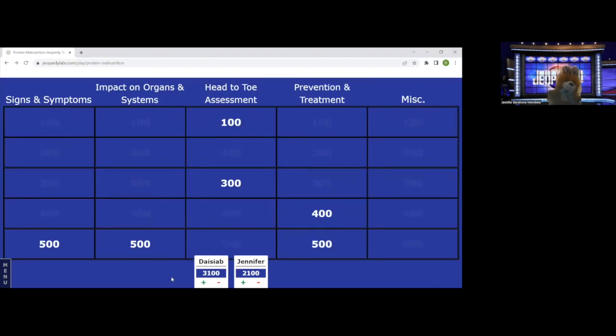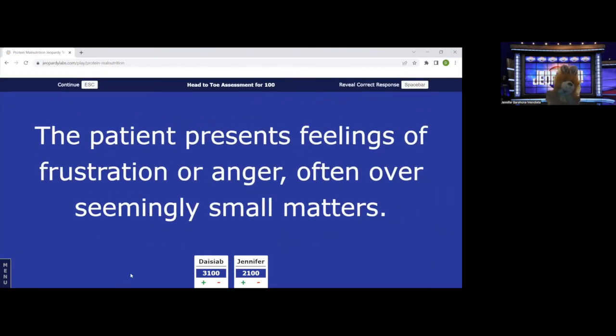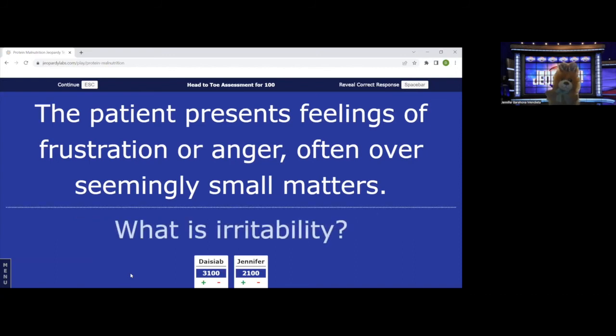Let's do head to toe assessment for 100. The patient presents feelings of frustration or anger, often over seemingly small matters. What is irritability? That is correct.